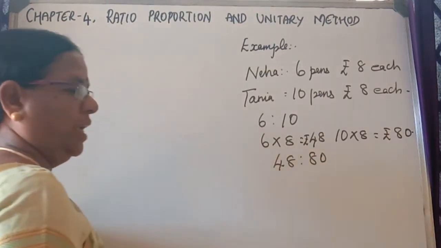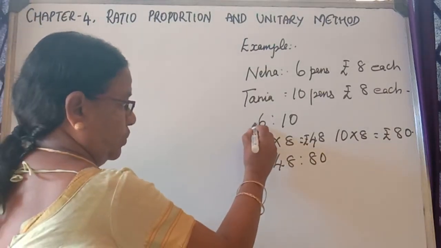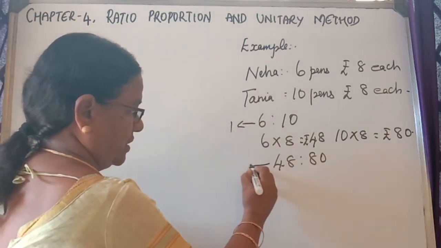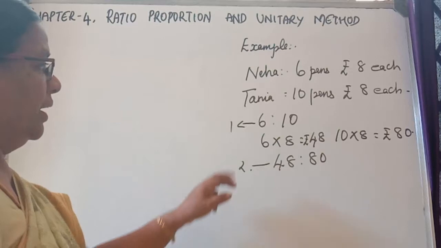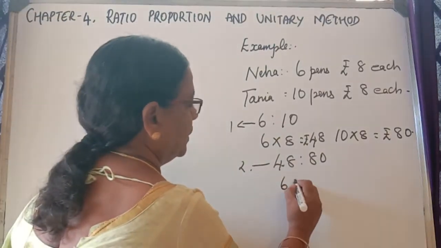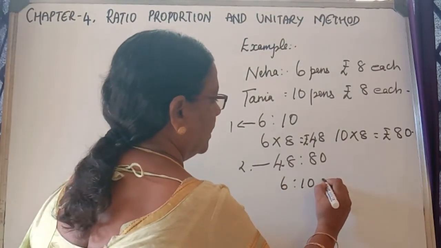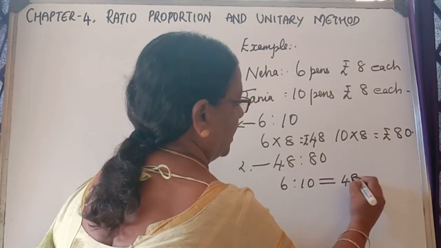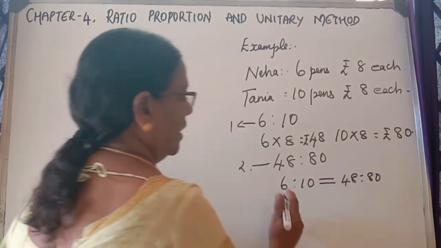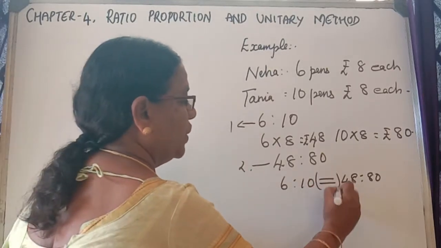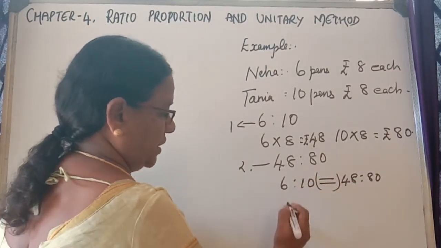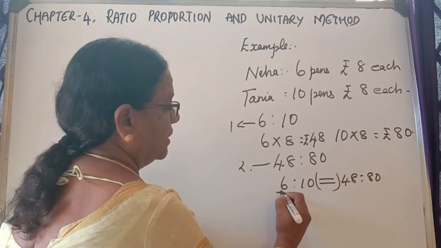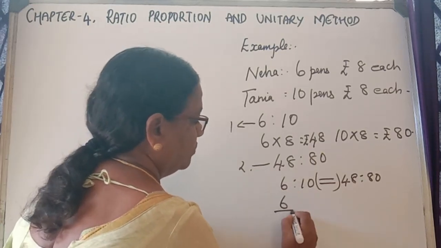48 is to 80. Here, this is one ratio. This is the second ratio. Here, we are comparing both the ratios, whether they are equal or not. We have to check it. 48 is to 80. How can we check whether it is equal or not? We'll reduce to the simplest form. Shall we write in the fraction form?